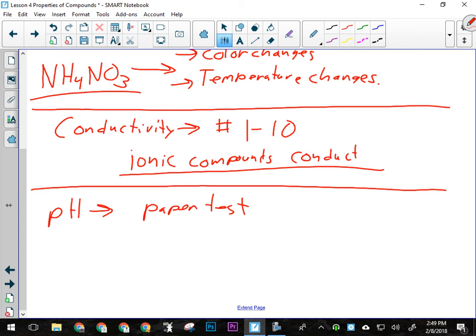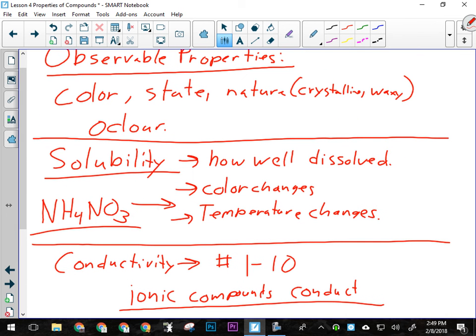Those will be the tests that we'll have to run. Once we've run those tests, we should be able to identify what each of the unknowns are. Like we said, right off the bat, we should be able to pick out a few because of their colors. Sometimes odors will give them away. There'll be a couple that'll have kind of strong, distinctive odors. That'll help us to identify them as well.